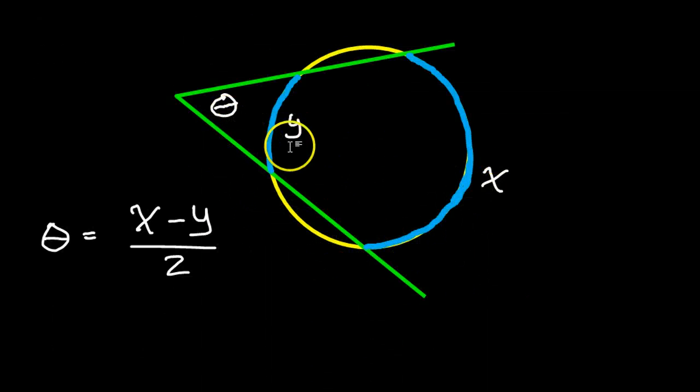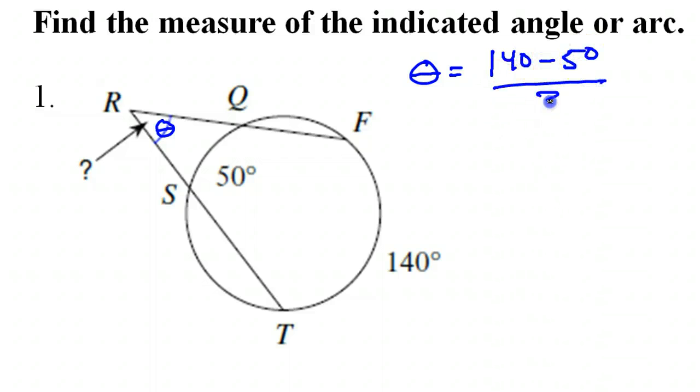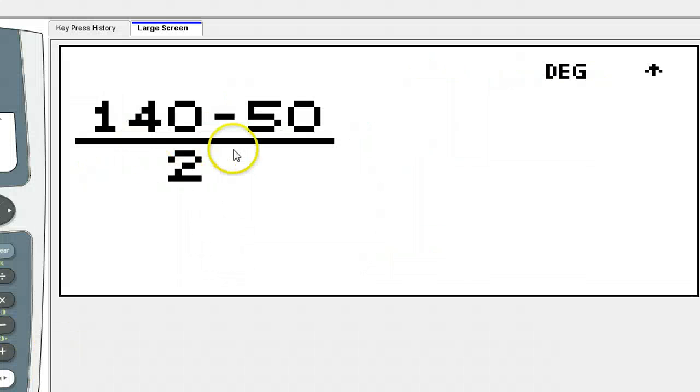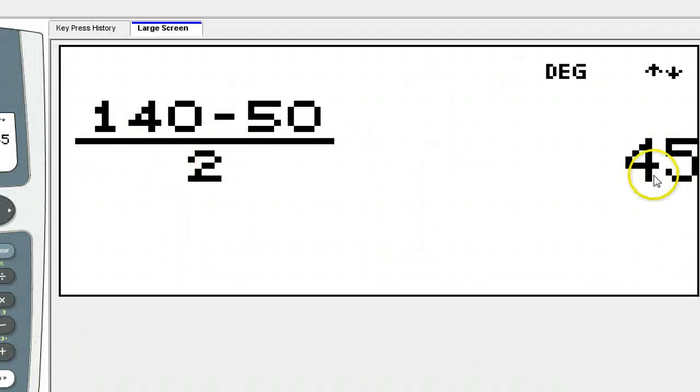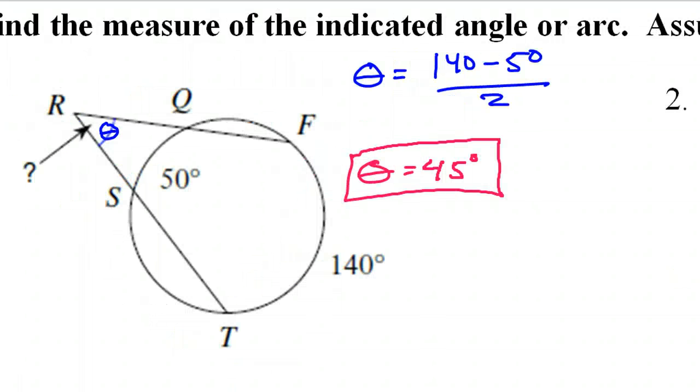Angle is equal to the big arc minus the small arc divided by 2. So that means that the angle is equal to the big arc minus the small arc divided by 2, like so. That's 45 degrees. So that is the answer to number 1.